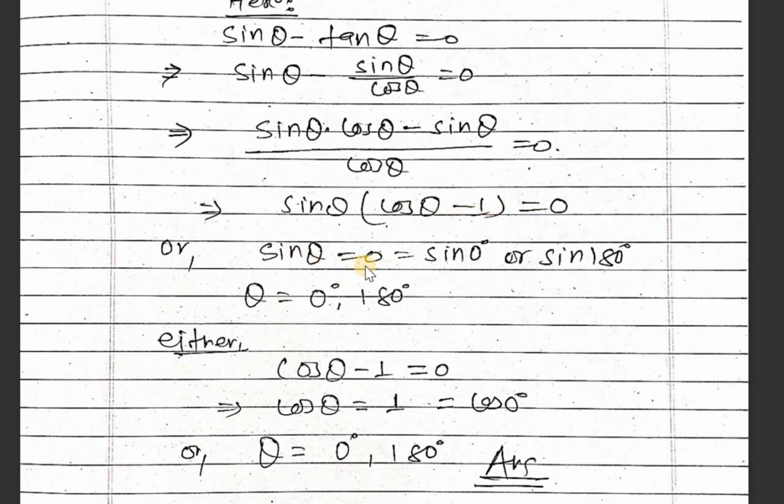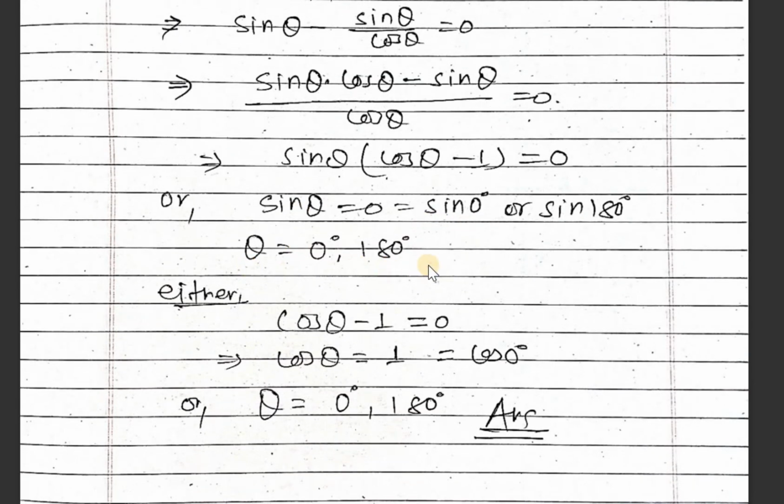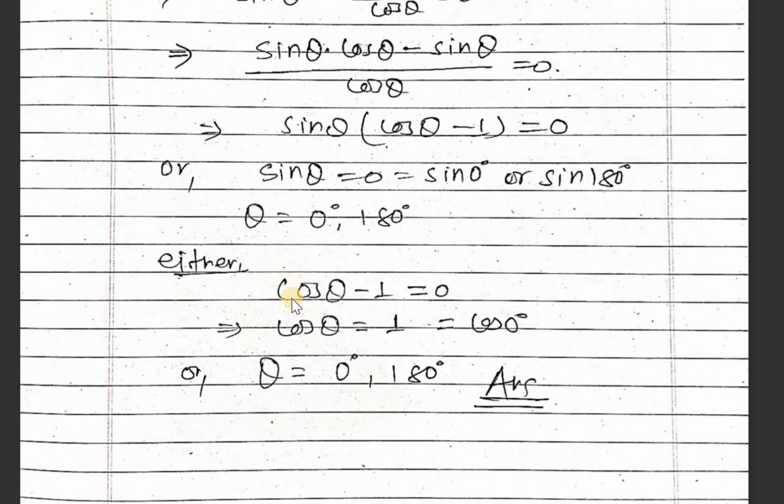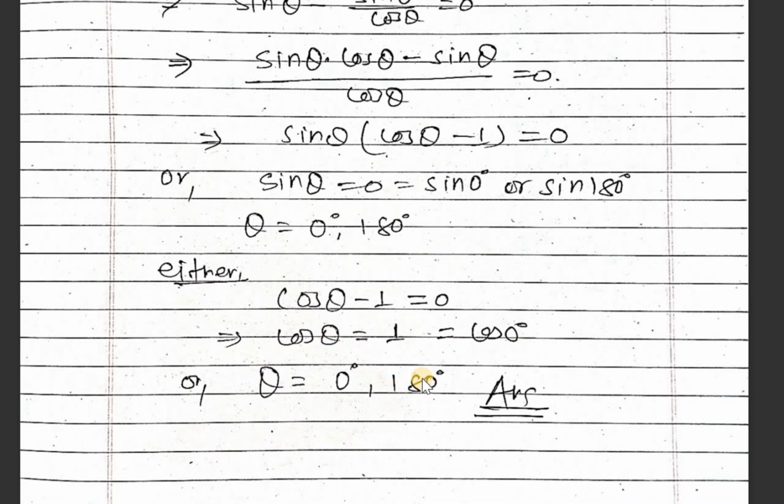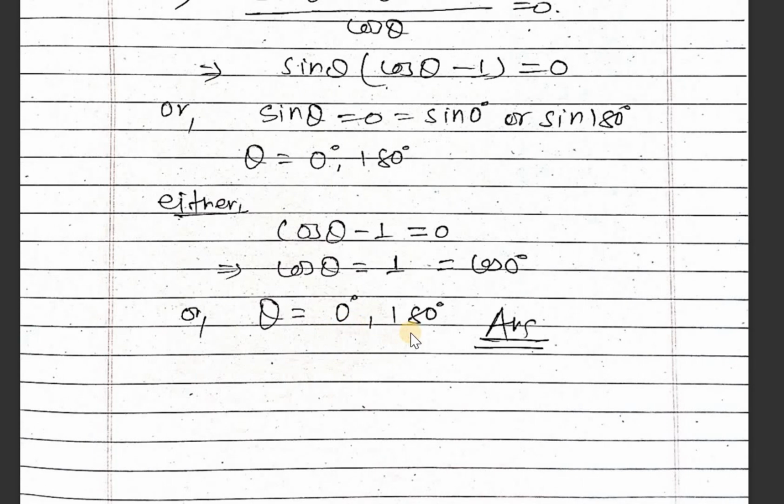Therefore sin theta equals 0. Sin 0 is 0 and sin 180 is 0. So theta equals 0 or 180. Or else cos theta minus 1 equals 0. So cos theta equals 1, and the value of cos 0 is 1. So theta equals 0 or 180.